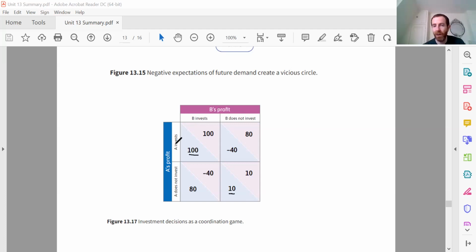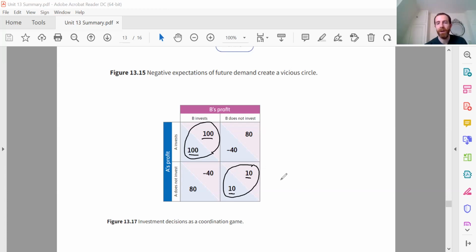If they think A is going to invest, what should they do? Also invest, because that'll get them a payoff of 100 versus 80 if they don't. And if they think A is not going to invest, what should they do? Well, they should not invest, because 10 from not investing is bigger than the minus 40 from investing. So what do we see here? We see that there are two Nash equilibria in this game. One where both firms decide to invest, one where both firms decide not to invest.